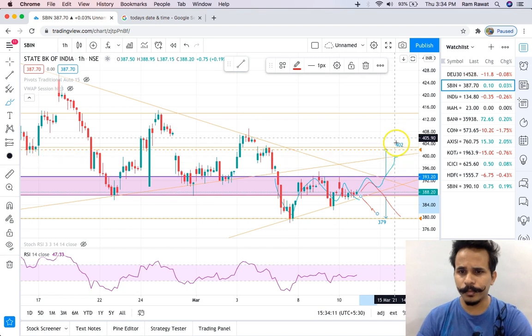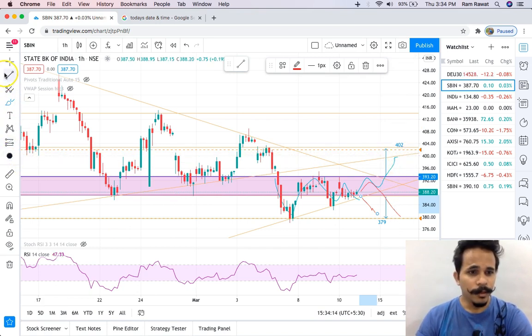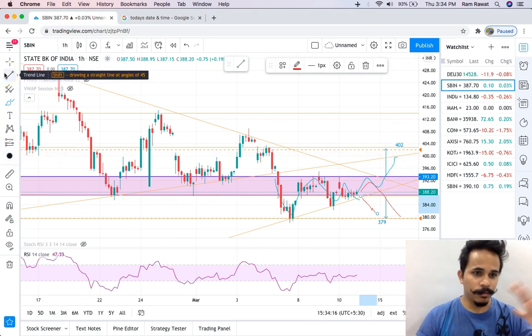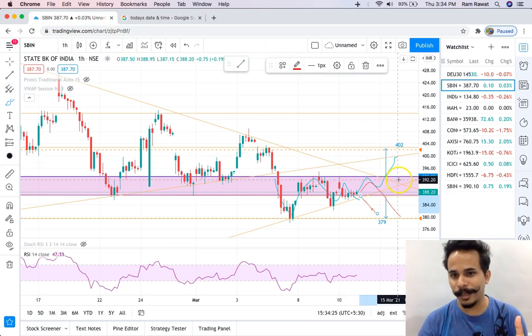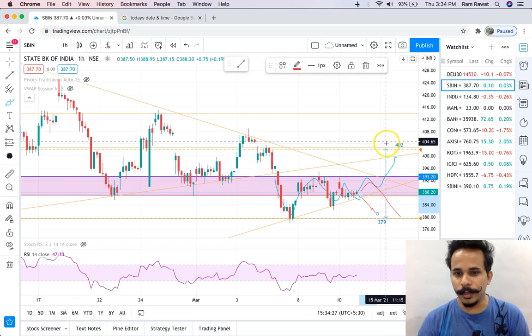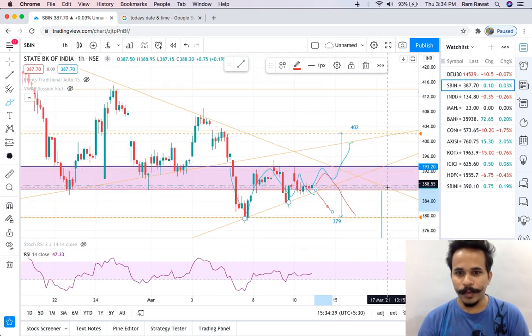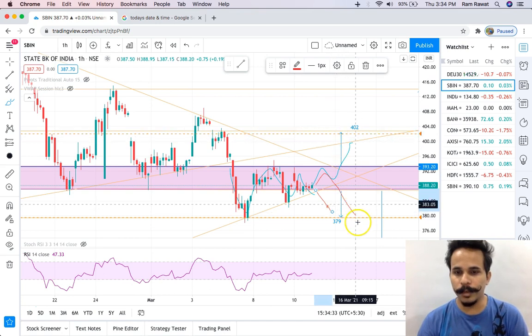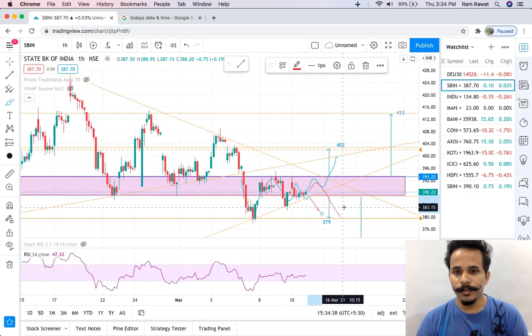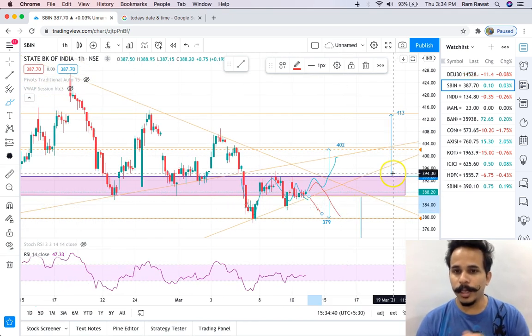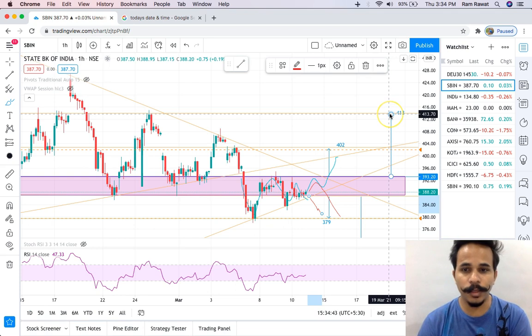Since I'm really new to this whole website, whole UI, I might not use the proper tool which experts are using, but I think I'm in the right direction. So this is going up, this is down. So we have our first targets of the bullish market here, bearish market over here, and now we can see the second target. The second bullish target can be up to this level, that is 413.